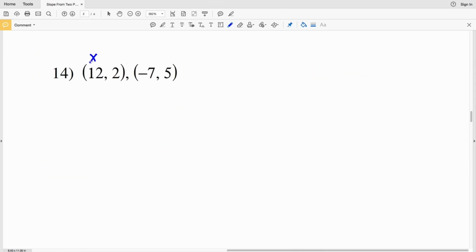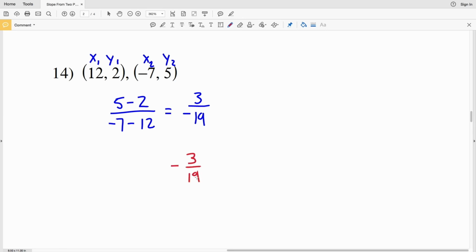Number 14, x1 is 12, y1 can be 2, x2 is negative 7, and y2 is positive 5. y2 minus y1, 5 minus 2, x2 minus x1, negative 7 minus 12. 5 minus 2 is a positive 3, negative 7 minus 12 is a negative 19. So the answer in number 14 is negative 3/19.